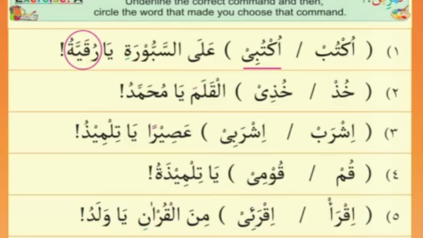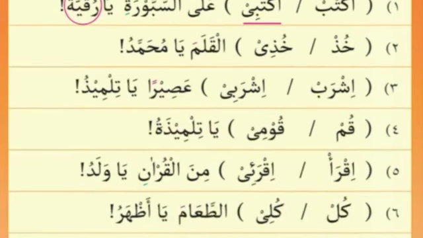So the first example or sentence has already been done for you. So we look at number 2. Number 2, we have Khuz and Khuzi. Alright? Khuz and Khuzi, number 2. Alright. So which one do we choose? We look at the sentence first. Al-qalama.